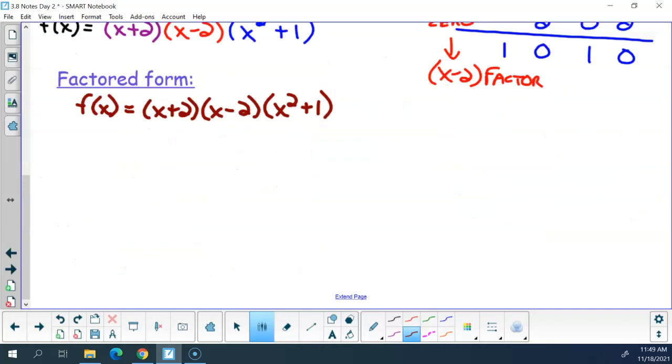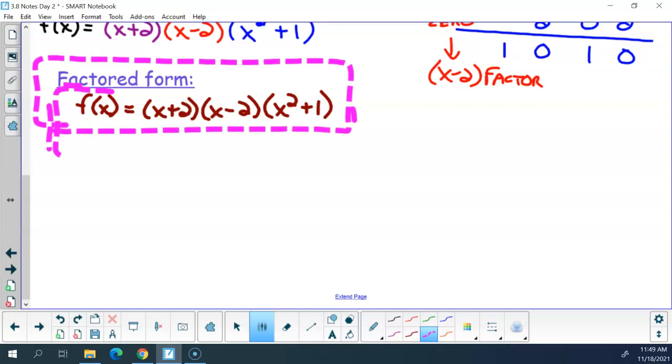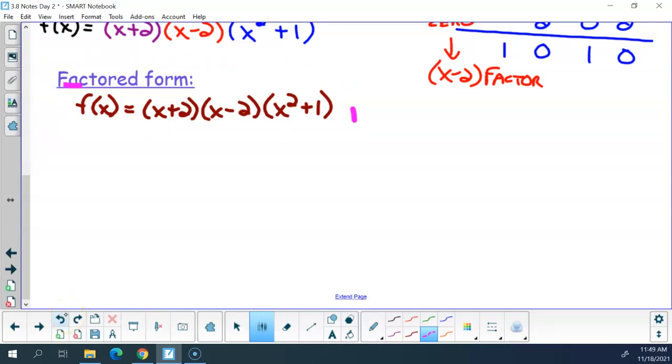Okay. Now what? Whoa, I don't know what happened there. Got some funkiness going on here.